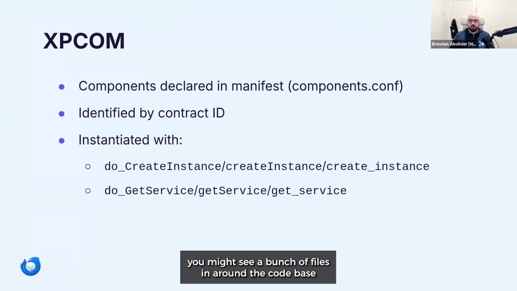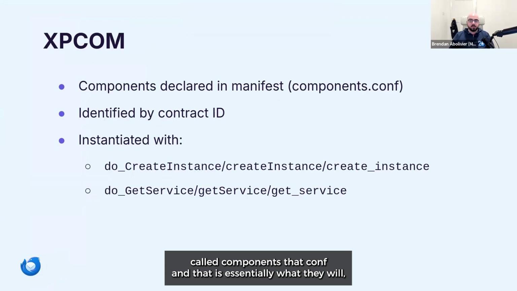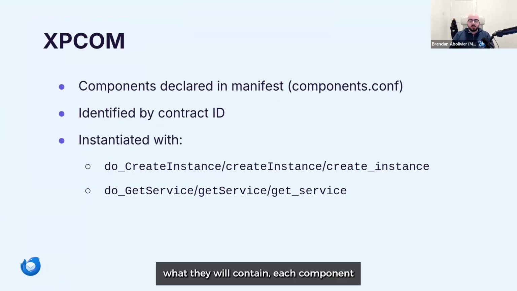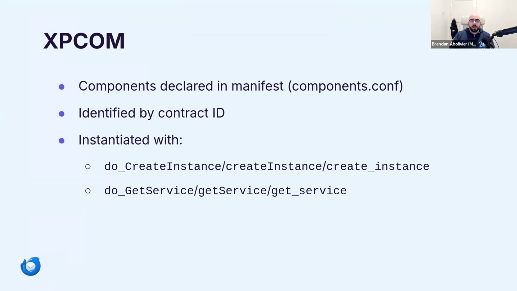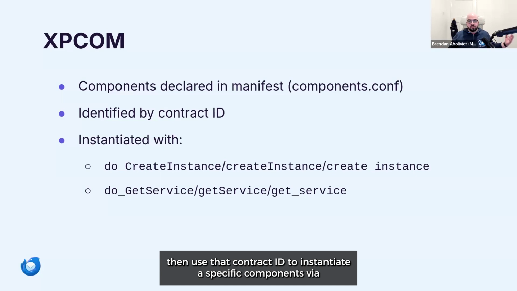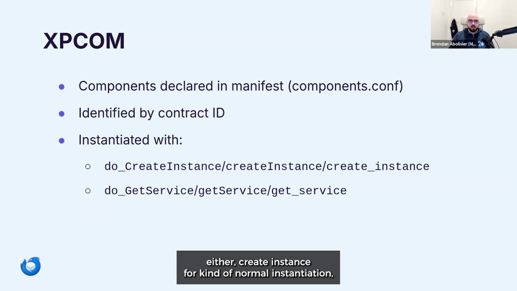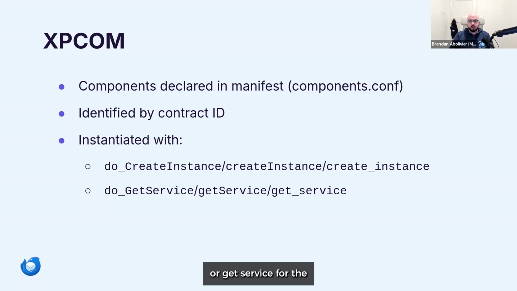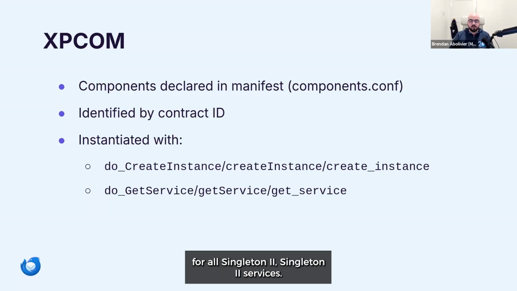You might see a bunch of files around the code base called components.conf, and that is essentially what they will contain. Each component is identified by a contract ID, and then other code can use that contract ID to instantiate a specific component via either createInstance for normal instantiation, or getService for singleton services. I've also specified here the various function names because they differ between C++, JavaScript, and Rust, in that order. That's in the order then on the slide.